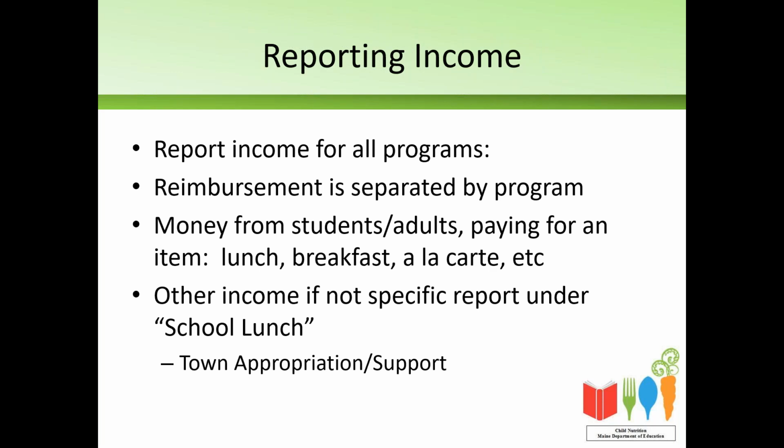Other income, if you're not sure what it is, typically it will go under school lunch and you'll report it there. An example of that would be the town appropriation, because the town appropriation isn't broken out by program. They're giving you a lump sum of money to support the entire child nutrition program, so that for you would be reported as town appropriation.